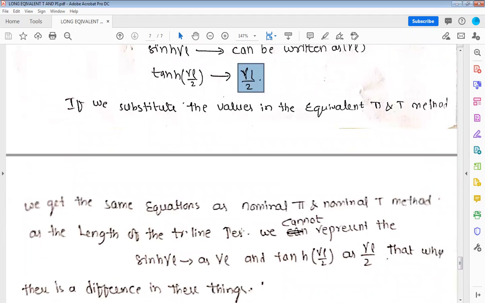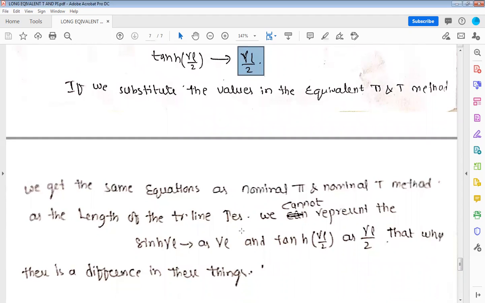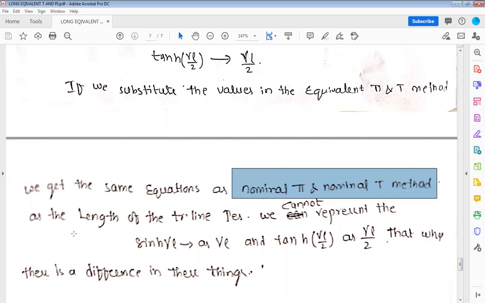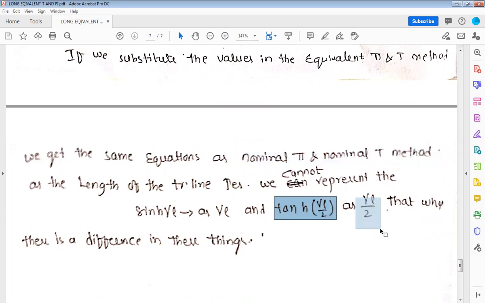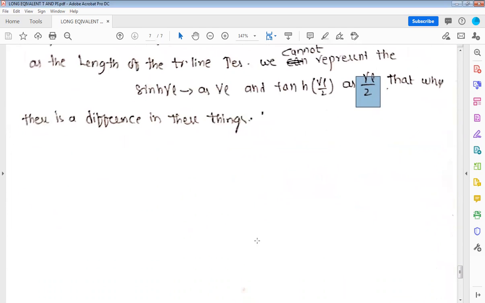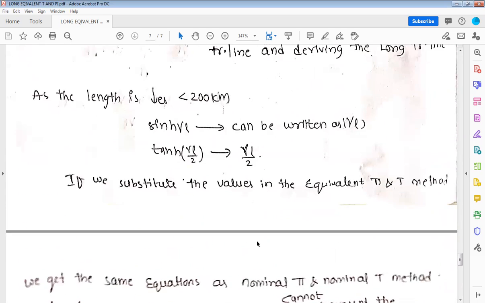By substituting sin h gamma L as gamma L and tan h gamma L by 2 as gamma L by 2, we'll obtain the same equations of the nominal T method and the nominal pi method. Same equations can be represented by substituting those values. So as the length of the transmission line increases, we cannot represent sin h gamma L as gamma L and tan h gamma L by 2 as gamma L by 2. That's why those will be different things.